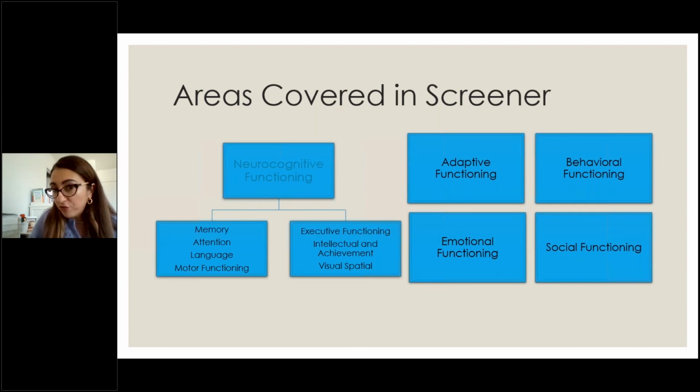Then we looked at adaptive functioning, because we know that in FASD, adaptive functioning is impaired and it's below average. Then we looked at behavioral functioning because it's an area that gets impacted. We see a lot of behavioral dysregulation in FASD, so we wanted to capture that. We see a lot of social problems that I just talked about when I talked about comorbidity. And then we also see a lot of mood swings, mood changes, emotional dysregulation. That is also a marker for FASD.